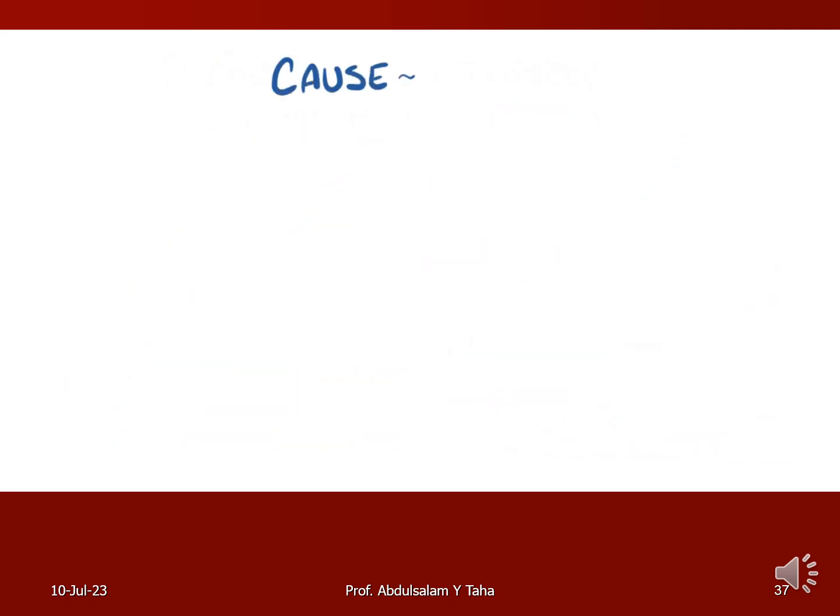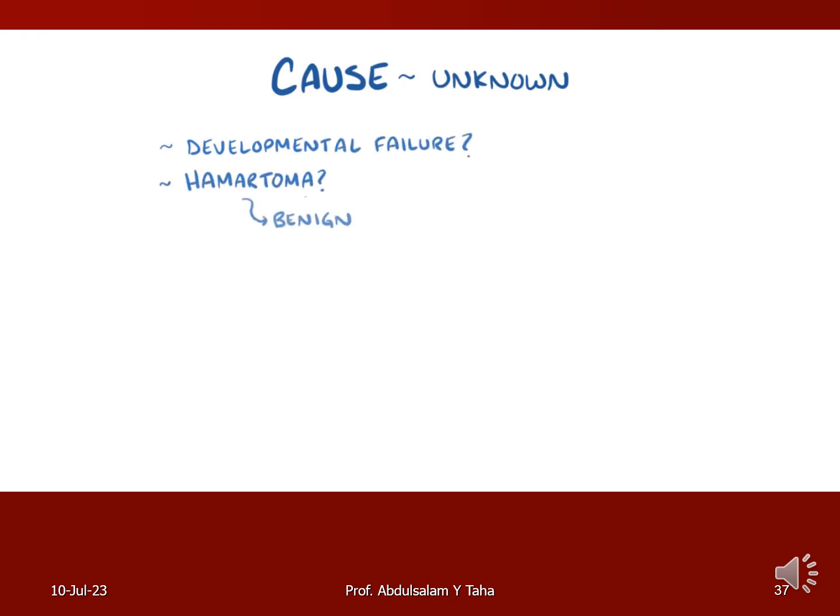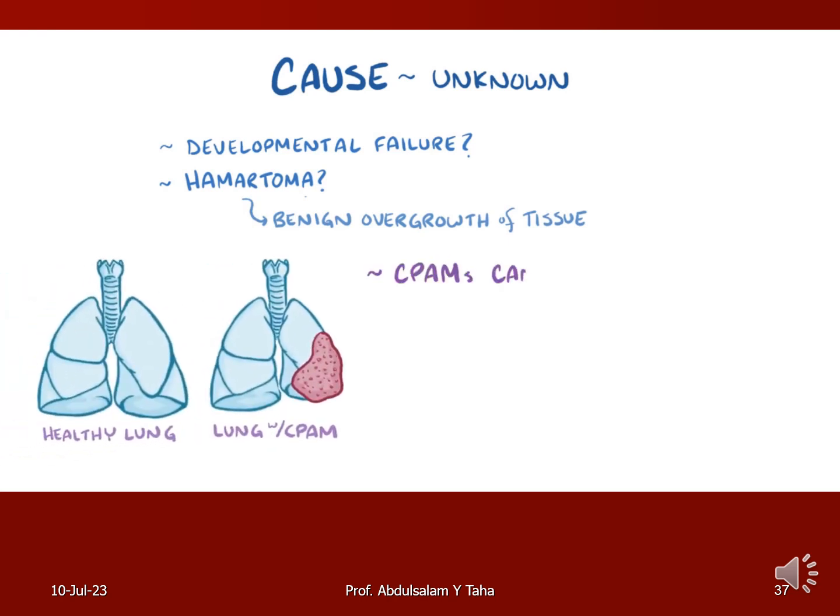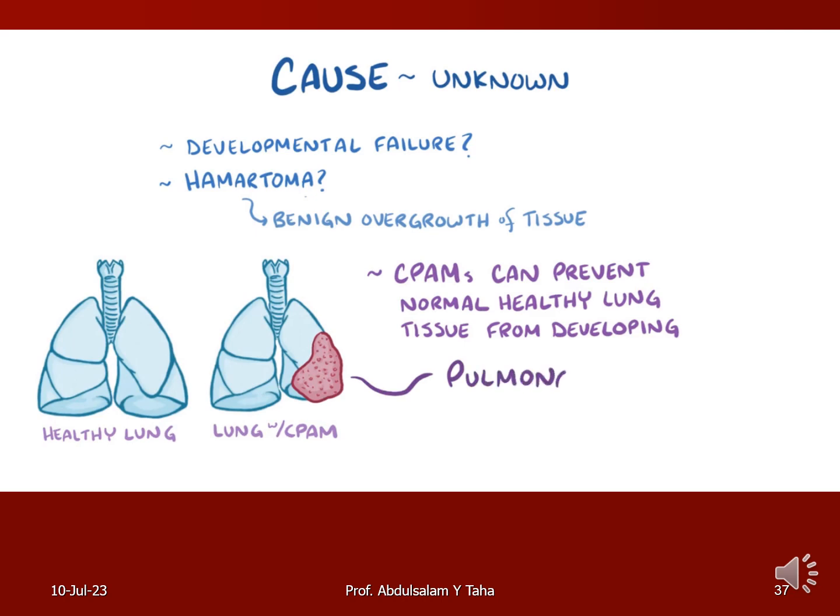The cause of CPAMs isn't known. It isn't even known whether they're a developmental failure or if they're a type of hamartoma, which is a benign overgrowth of tissue. Sometimes the growing CPAM can prevent normal healthy lung tissue from developing, causing pulmonary hypoplasia, which is underdevelopment of the lungs.